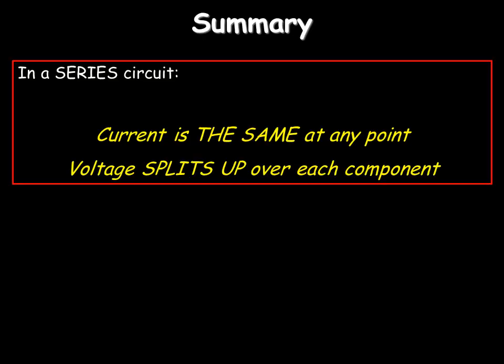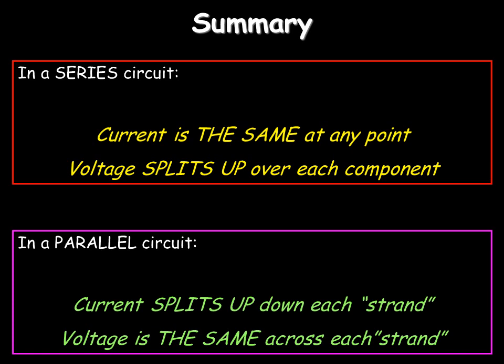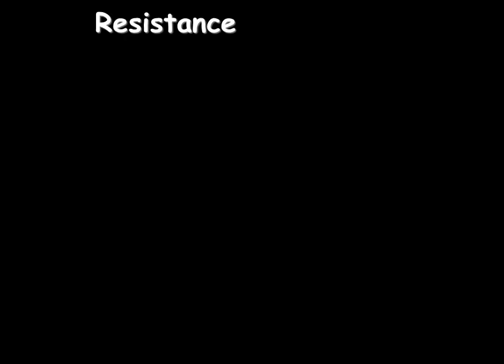So in summary, in a series circuit, the current is the same at any point, but the voltage will be split up over each component in that series circuit. In a parallel circuit, it's the current that splits up, but the voltage stays the same. Worth remembering these two simple rules.